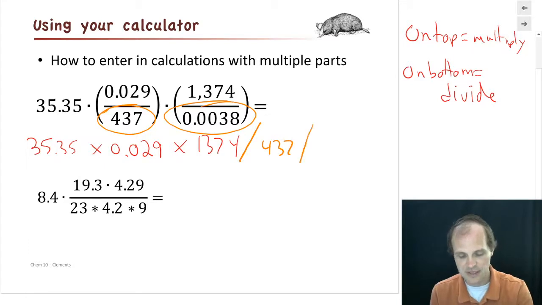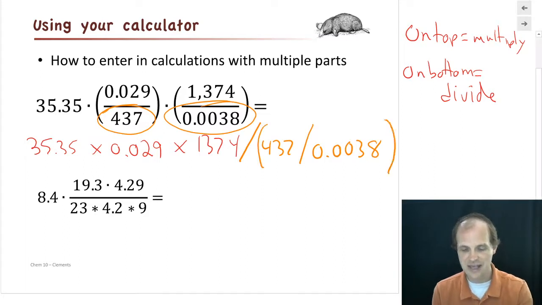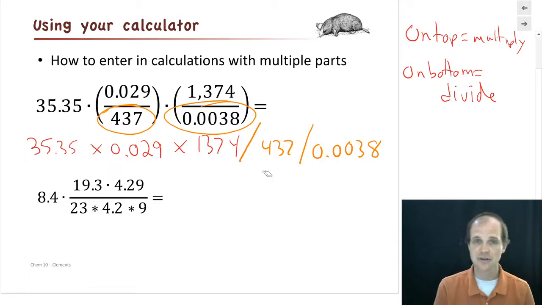Divide by 437, divide by 0.0038. And it looks kind of like I'm dividing by 437 divided by 0.0038. It kind of looks like that. But your calculator doesn't put those parentheses there unless you tell it to. It just goes left to right. It multiplies those things, then it divides that total by 437, then it divides that total by 0.0038, and it gets you the answer that you want.